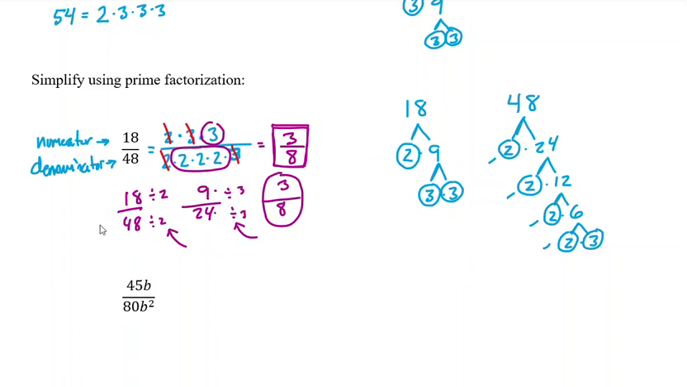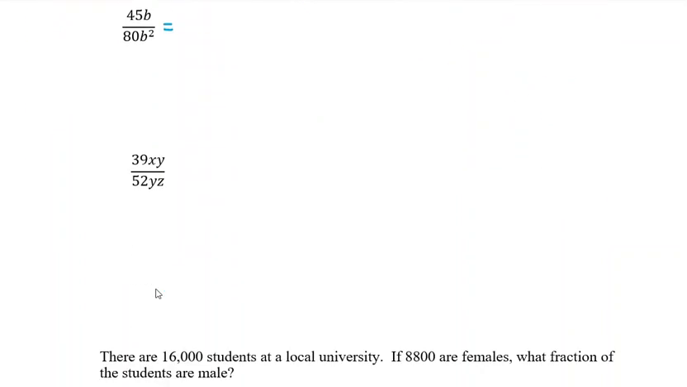The second reason is that this is really, really handy in thinking about reducing fractions that have variables in them. So let's do another one with variables. All right, 45b over 80b squared. We can do the numbers first. We didn't talk about the divisible by 5 rule, but notice that if a number ends in 5 or 0, we can divide by 5, and so that's a really handy one. 5 times something equals 45. What is it? Well, it's 9.